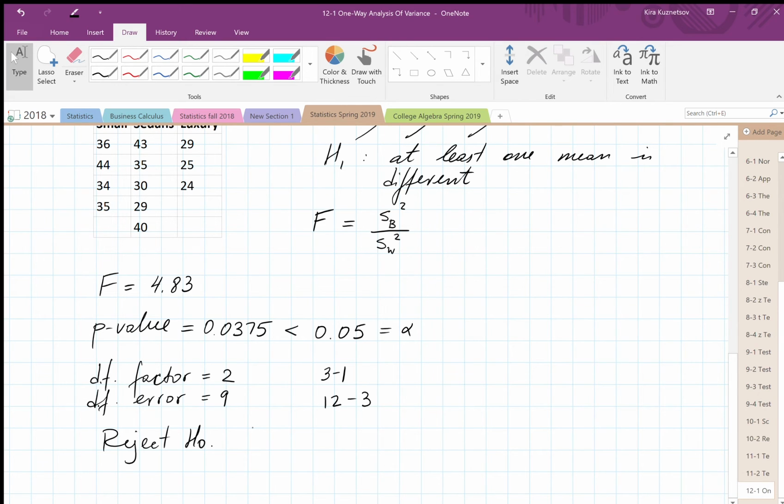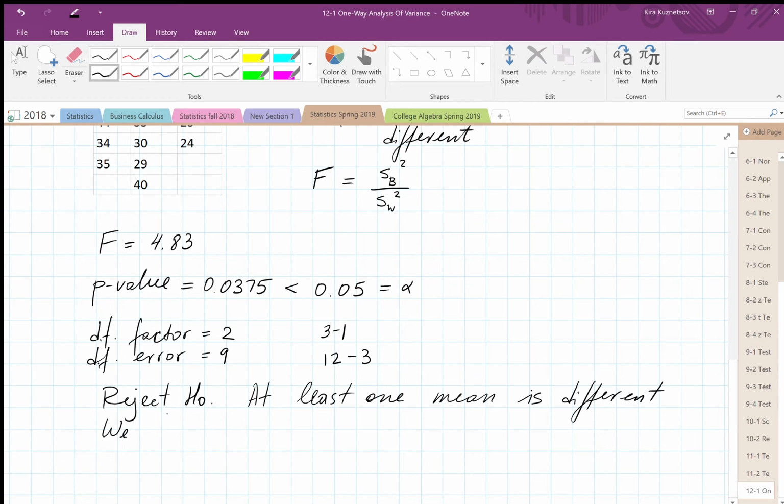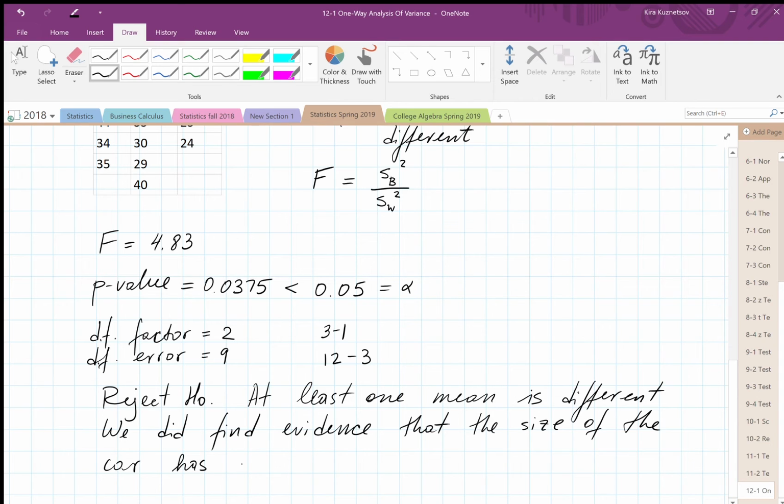At least one mean is different. We did find evidence that the size of the car has something to do with miles per gallon.